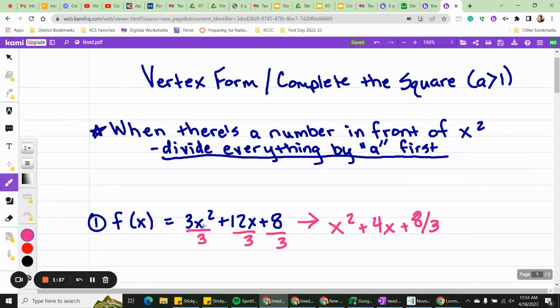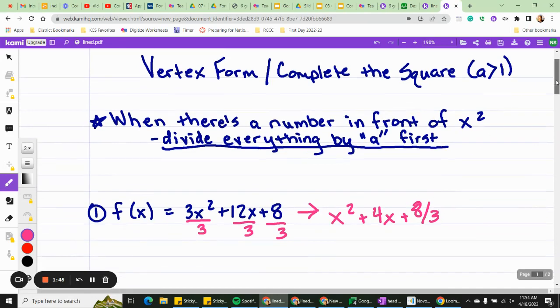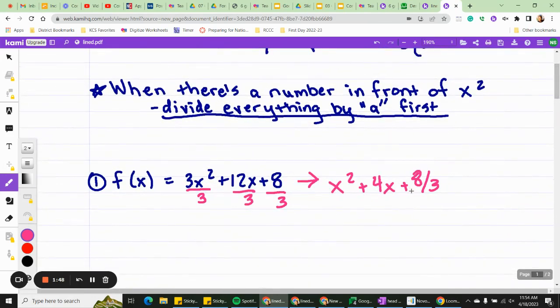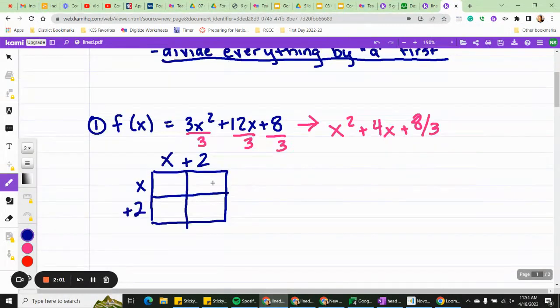And if you notice, when I divide 3x squared by 3, I get x squared. 12x divided by 3 is 4x. And 8 divided by 3 is not a whole number, so I'm just going to leave it as a fraction and write 8 over 3. Now I'm going to use this part to set up my box like we did before with completing the square. So we're going to draw the box and then cut this b value in half. So we have x plus 2 on the top and x plus 2 on the sides. And we're going to continue our steps like we normally do.